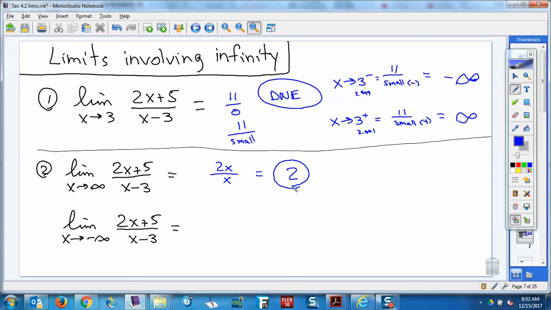Okay? All right, what about negative infinity? That doesn't matter because as x gets really big negatively, the 5 still doesn't matter. Negative 2 billion, the 5 still doesn't matter. The 3 still doesn't matter. And so this still reduces to 2 because you'd have a negative divided by negative. And so it's still going to be 2.